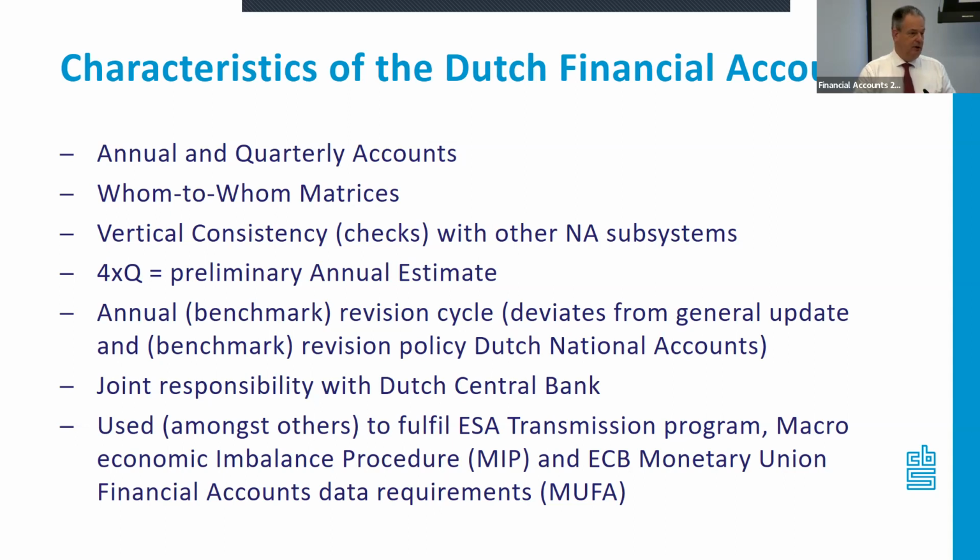We have a joint responsibility with the Dutch Central Bank, so it's not only the statistical office who compiles the accounts, but we do it in close cooperation with the Central Bank. I will say something about that also tomorrow when we talk about the organizational models. And the data we produce are used, amongst others, to fulfill the transmission program for the European Union, so the European System of Accounts transmission program, the macroeconomic imbalance procedure, the MIP, which is in place in Europe, but also for the ECB, the Monetary Union Financial Accounts Data Requirements, the so-called MUFA. And actually, we send, as a statistical office, the data to the European Central Bank on behalf of the Dutch Central Bank. So those are basically a few characteristics of the accounts we have.